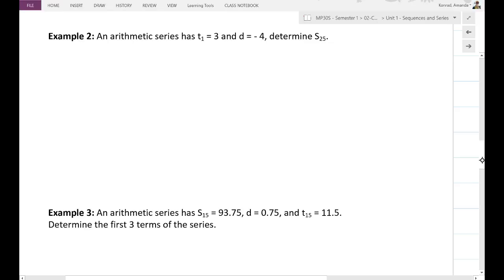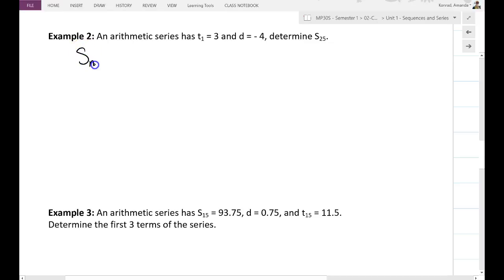For now, we're going to take it slow. Which equation are you going to use? Well, we have term 1 and we have our common difference. So we're going to use the equation that has term 1 and our common difference. I'm not going to use the one that has term 25 in it because I don't know what that is and I'm not wasting my time figuring it out.